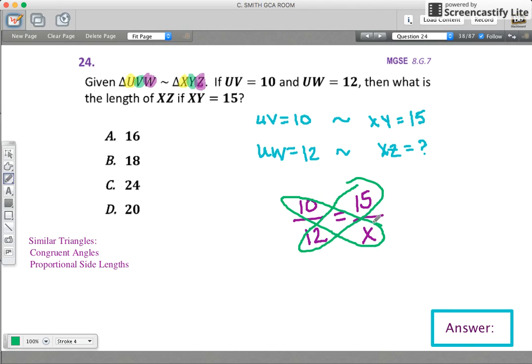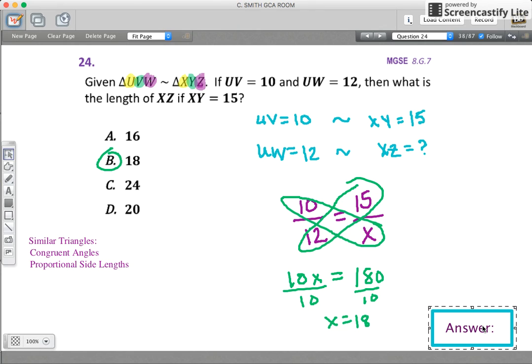So we can just cross multiply across our equation, our equal sign, and we're going to end up with 12 times 15 and 10 times x. So I'm going to say 10 times x here, so we end up with 10x. 12 times 15 is 180. We're going to divide both sides by 10. We're going to get that x equals 18. So our correct answer is B.